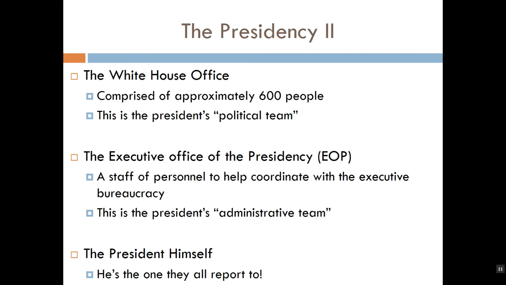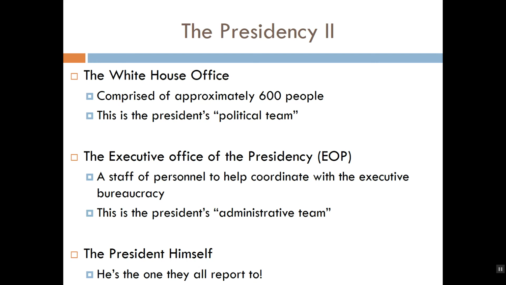In addition to these two groups of advisors, however, the presidency also encompasses two groups of staffers, and these are going to be the White House office, which you can think of as the president's political or PR team, and the executive office of the presidency, the EOP, which you can think of as the president's administrative team.